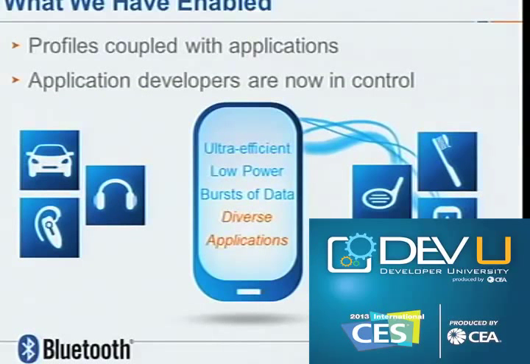So now no longer are you tied to what profile is actually on the phone or what profile is actually on the smart hub or the PC. You can now couple the profile with your application, and as you ship the application with the device, you have instant connectivity and an instant marketplace to those Bluetooth-enabled devices.